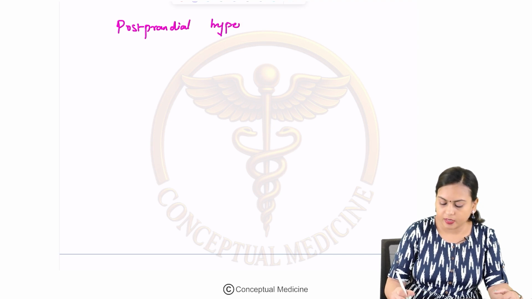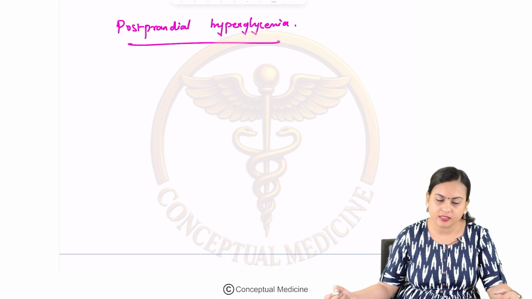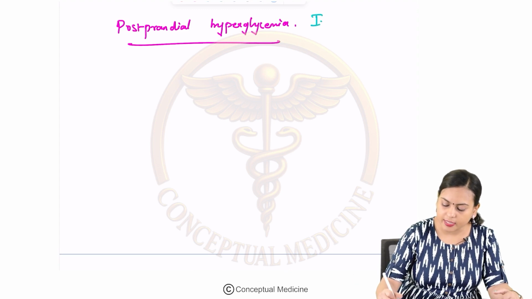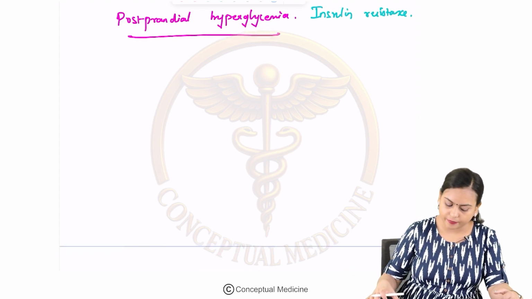Now we will pass on to the next one, that is postprandial hyperglycemia. Now tell me, simple one, why is there postprandial hyperglycemia? Because, yes, very good, it is due to insulin resistance. Simple.